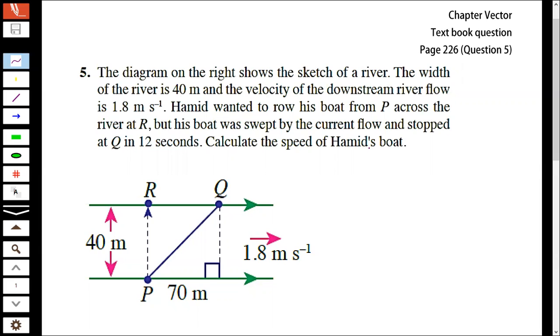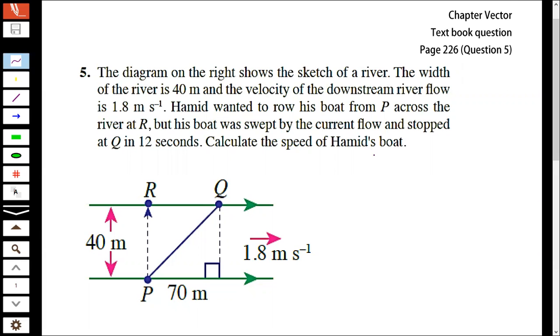Some textbooks or reference books use the term water current, so it's actually the same thing. The downstream river flow is 1.8 meters per second. Hamid wanted to row his boat from P across the river to R, but the boat was swept by the current flow and stopped at Q in 12 seconds. Calculate the speed of Hamid's boat.